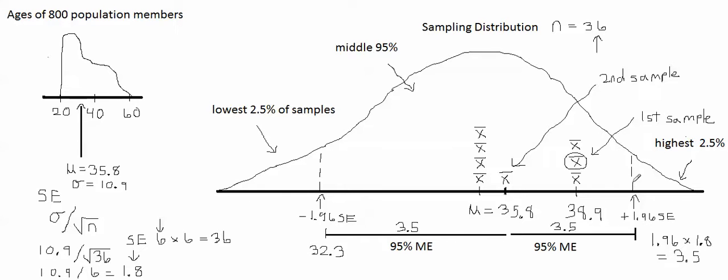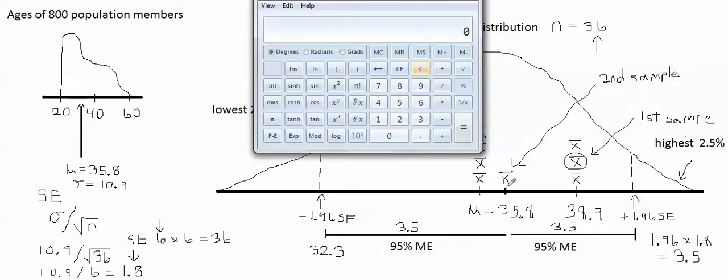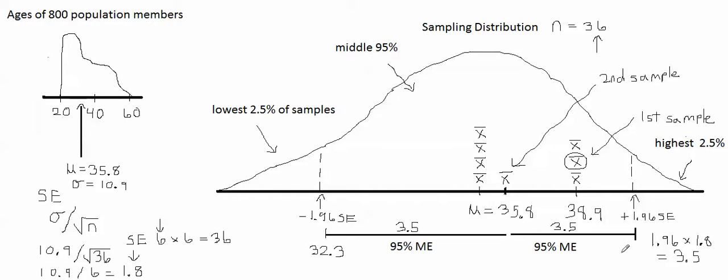Now let's find out what number is at this upper boundary. To do that, we have to take the population mean and add the 95% margin of error. So take the population mean, add 3.5, and we get 39.3. So any sample of 36 people that would give us a sample mean above 39.3 would be in the upper tail up here.